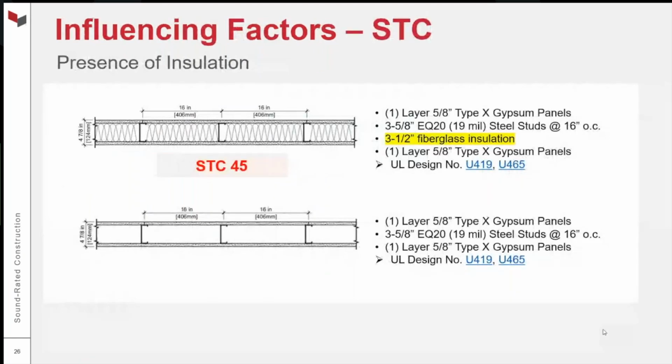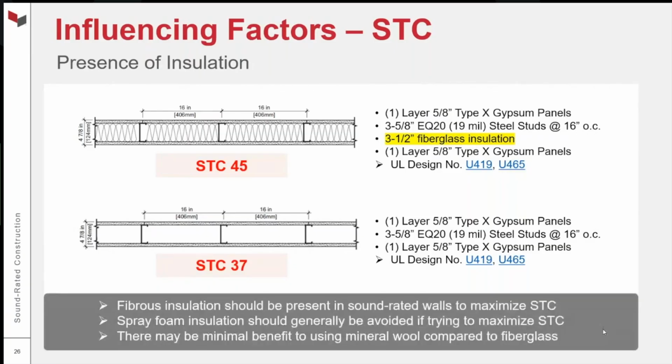All right, back to influencing factors. Presence of insulation. I mentioned insulation damps cavity resonances, improves STC. Certainly does. Here's the difference. Same wall type, with and without insulation. Without insulation, you're 8 STC points lower. So it is good habit, good practice.